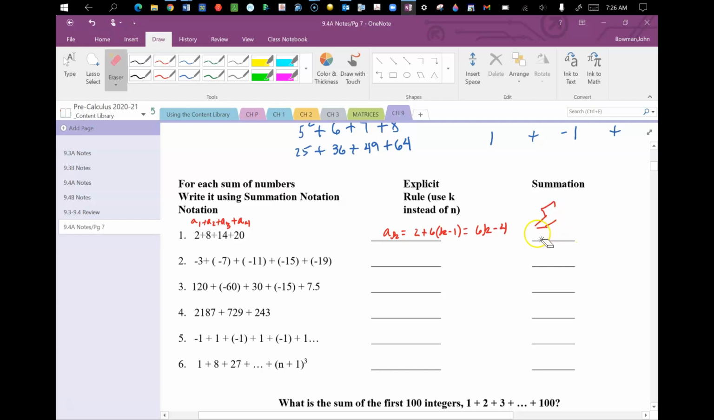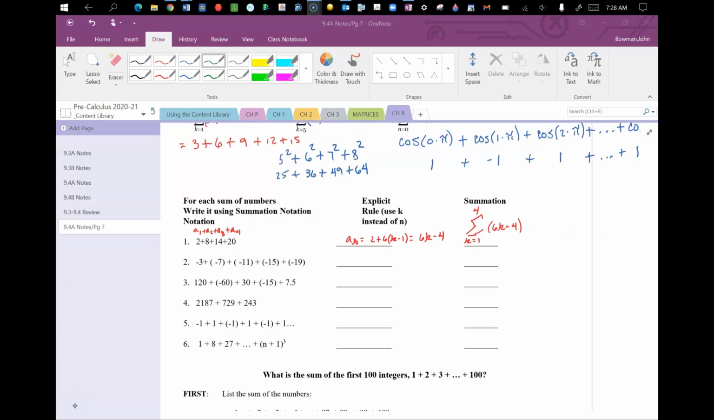And so our sigma notation or summation notation would go like this. It would be the summation from k equal 1, because that's our first term, up to 4, because that's our last term. And then in parentheses, we would write our explicit rule, 6k minus 4. And this would be an example where you do want to put this in parentheses, because if you don't, Pearson website is not going to know if you are summing the term 6k or the terms 6k minus 4.